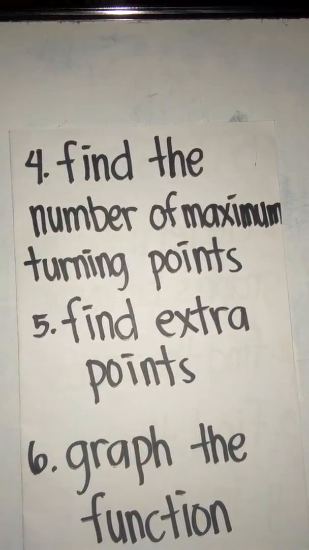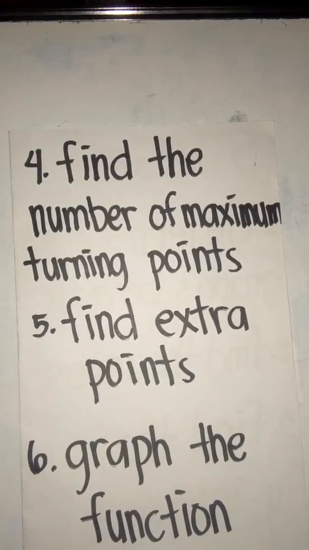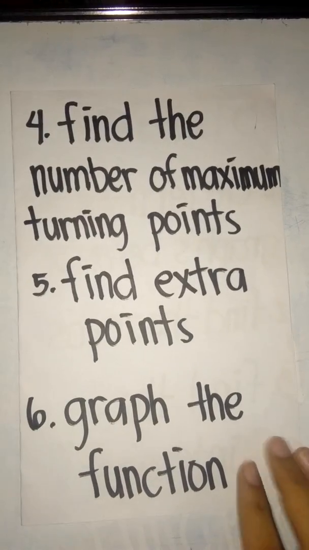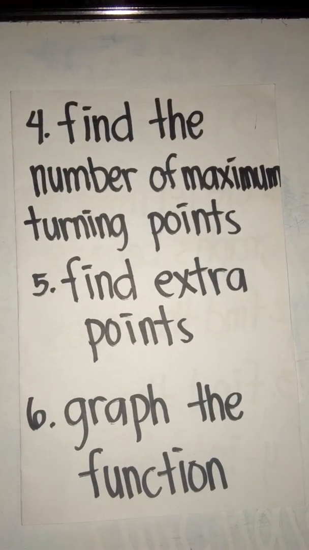Fifth step is to find the extra points. The extra points are the values we substitute to x, where we get y, and then use these points to know where the graph is headed. For the values of x here, we use the ones that are between the values that we get from steps 2 and 3. For 6, we graph the function.